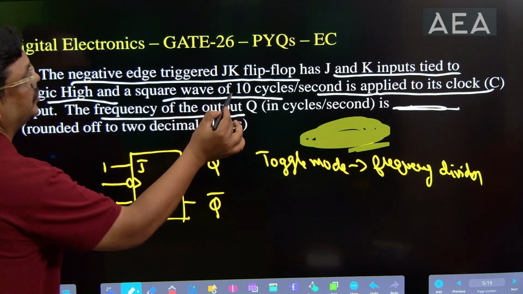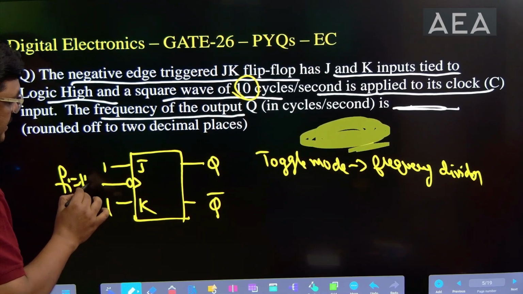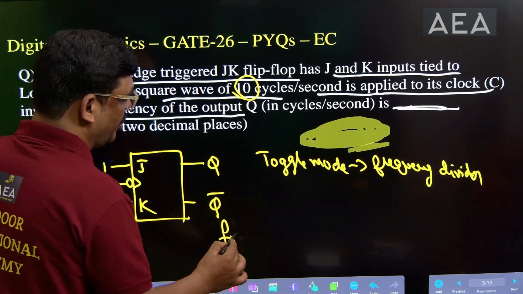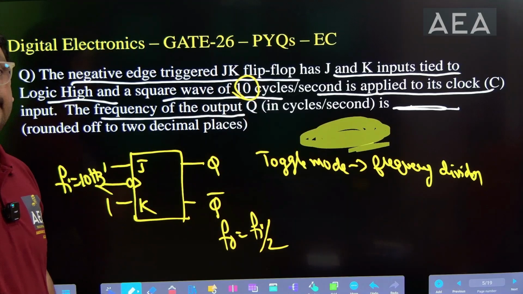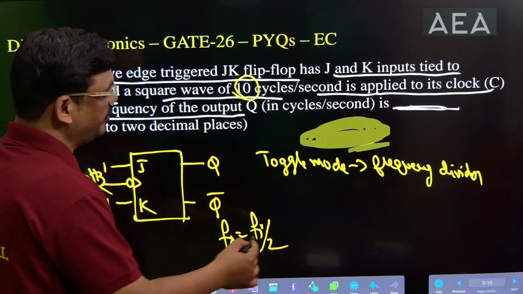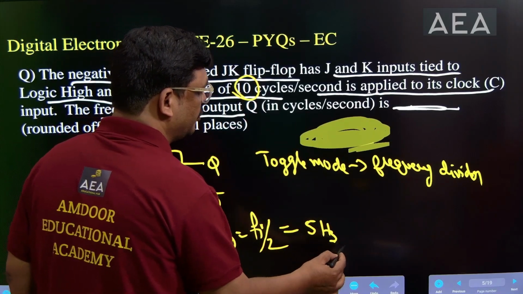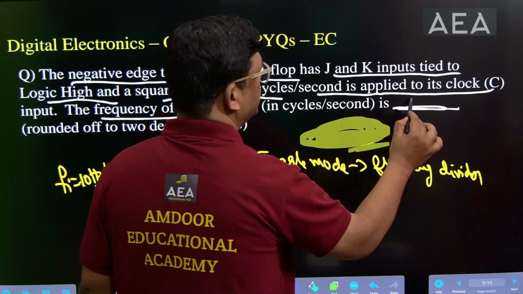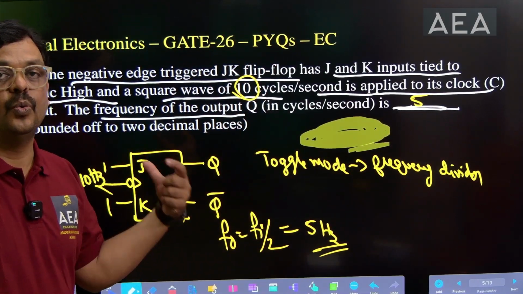Based on the given question, the input frequency is 10 cycles per second, that means 10 hertz. Then the output frequency is the input frequency divided by 2, because it acts as a frequency divider. So 10 by 2 becomes 5. So finally, what is the answer? 5 hertz. Just write this answer here, 5. This is also a 1 mark question.